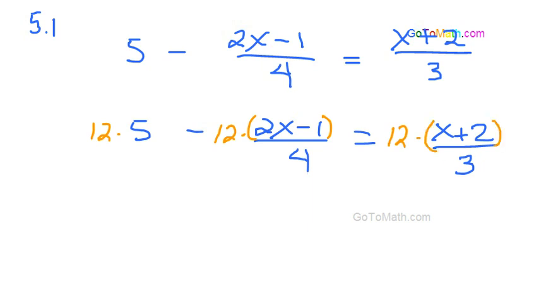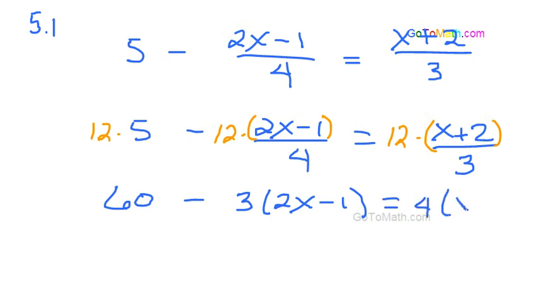Okay, so we have 12 times 5 is 60, minus, now 4 goes into 12 3 times, 2x minus 1, 3 goes into 12 4 times, and then we have x plus 2. Okay. Alright, just making sure everything's good on that.